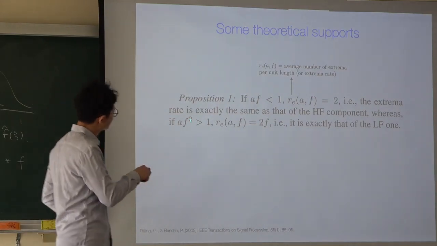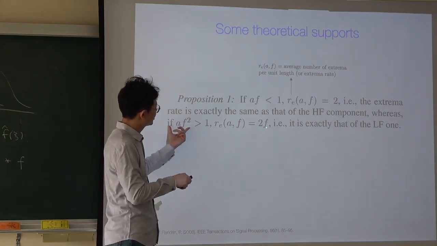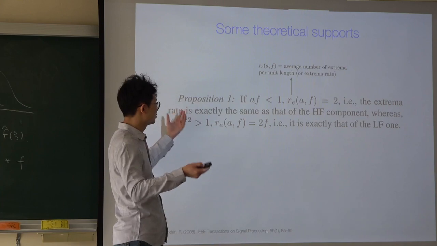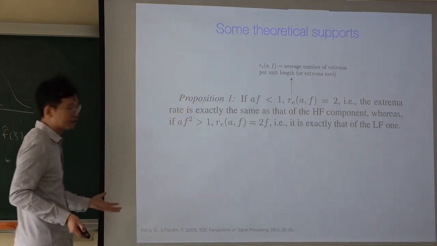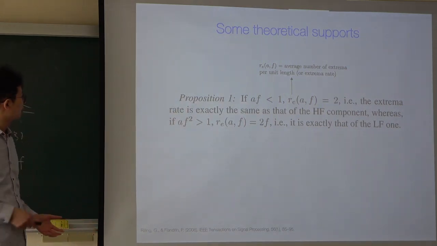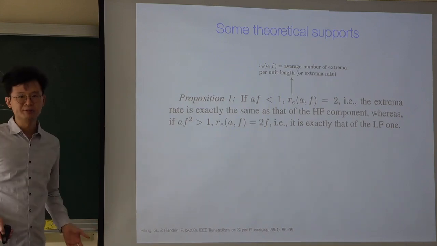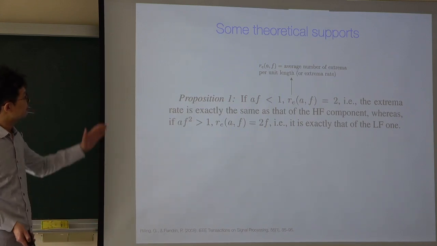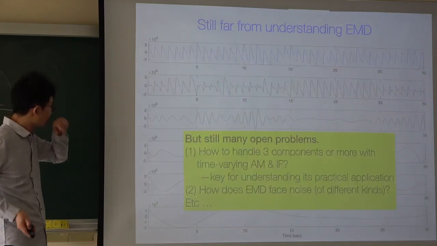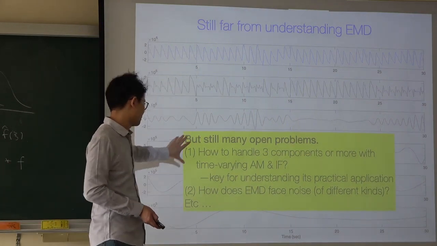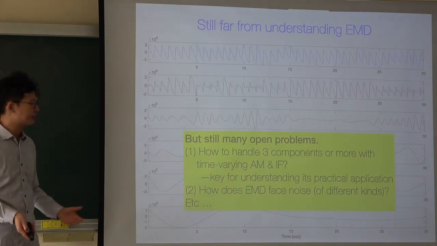But if A F squared is greater than 1, then that is 2 times F. That is exactly of that low frequency one. But what happens in between, we don't know. It's very complicated. This is the main theory. Again, there are still many open problems.